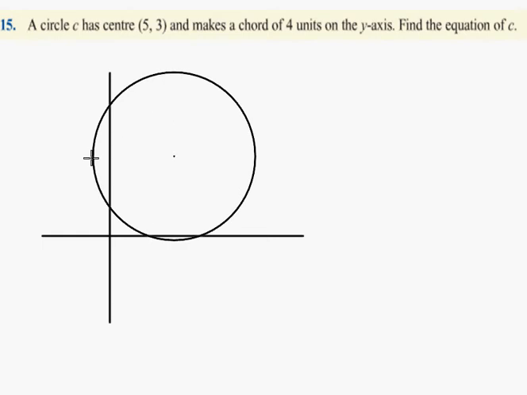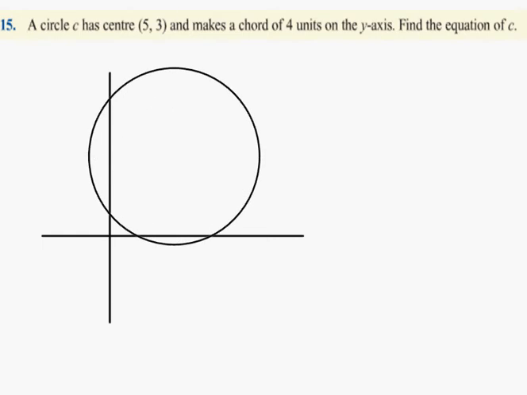So you just make your chord, right? Now this chord is worth 4. This red line here is worth 4. The center of the circle is what, guys? 5, 3.